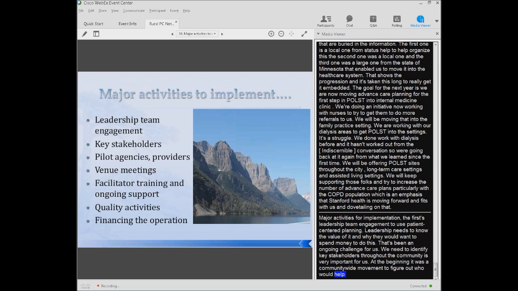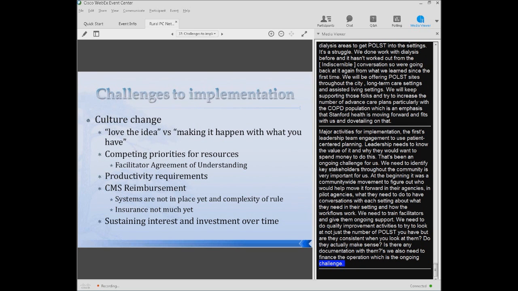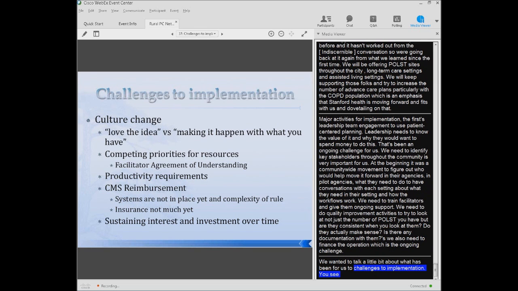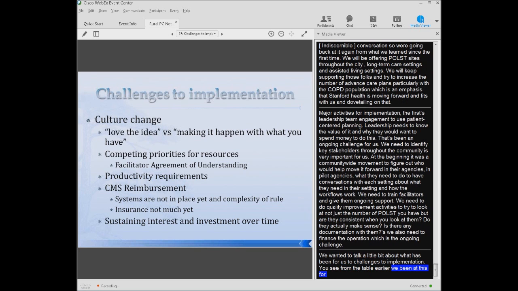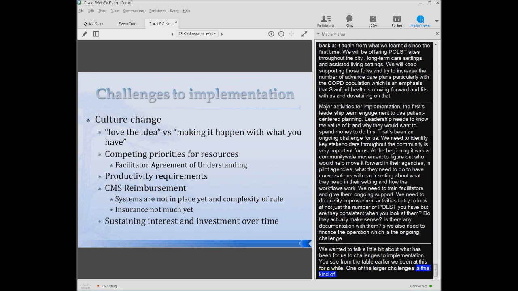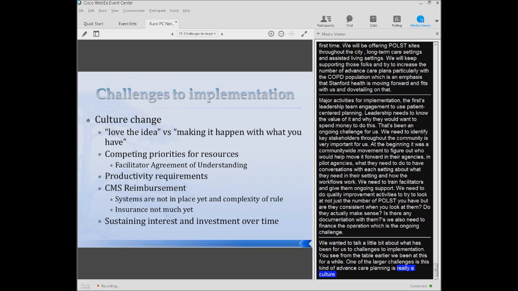We wanted to talk a little bit about what have been for us the challenges to implementation. You could see from our table earlier that we've been at this for a while. And one of the larger challenges is that this kind of advanced care planning is really a culture change. We have worked with many, many professionals who love the idea of POLST, and particularly of POLST-type advanced care planning in their Respecting Choices model.